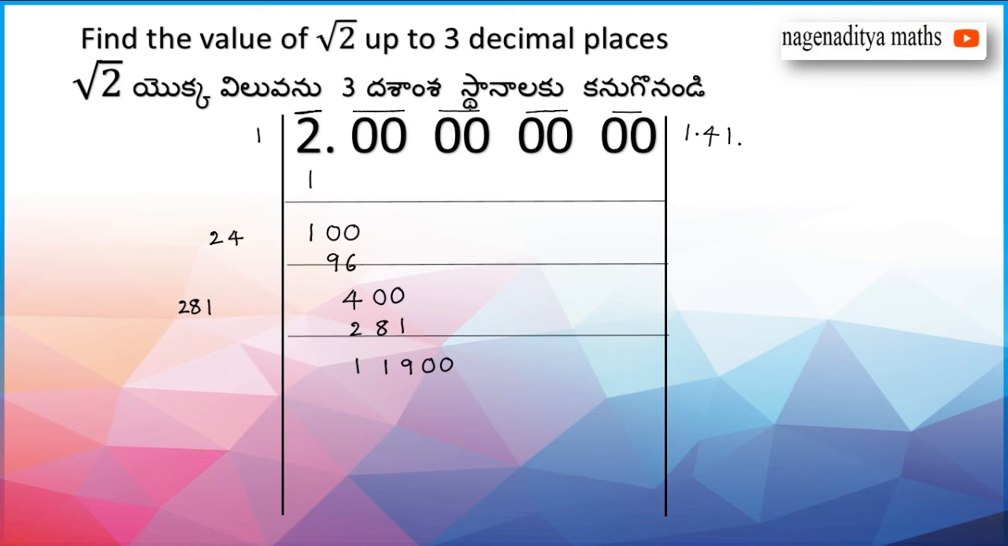So 141, if you multiply it by 2, we will get 282. So we have to write 282 here. So we have to put a digit here, and multiply by the same digit to get close to 11,900. So I'm going to write 4 here and multiply by 4. So 4 4s are 16, 4 2s are 8, 9, 4 8s are 32, 3, 4 2s are 8, 3, this is 11. So this is 11,296. Okay.